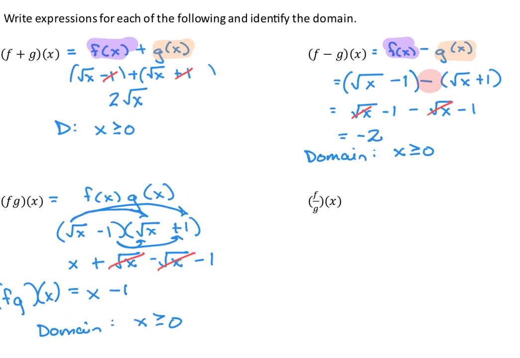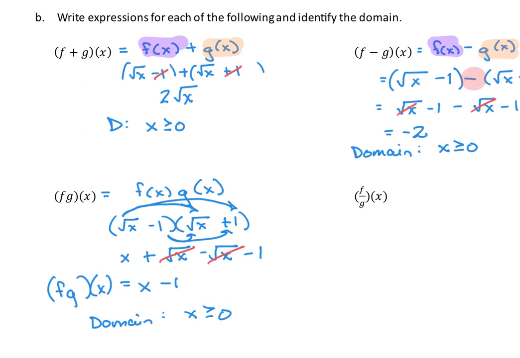All right, finally, the last one, we want f divided by g of x. And as much as you guys hate dividing, this is actually the easiest one that we have here. If we plug in f of x, we get the square root of x minus 1 over the square root of x plus 1. And you really can't do anything else with it. And so we're done.